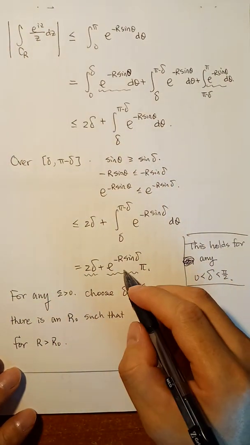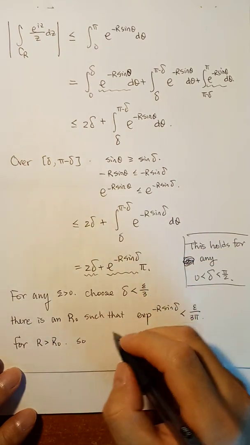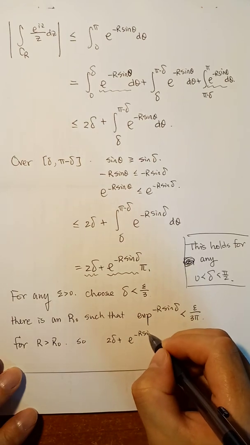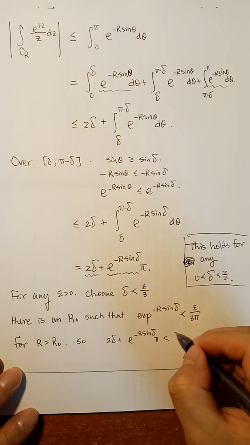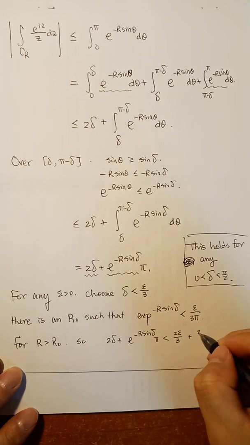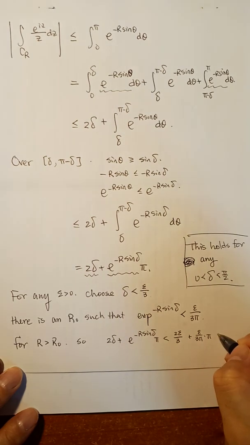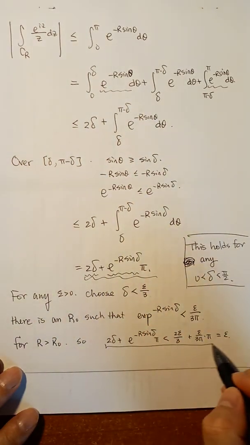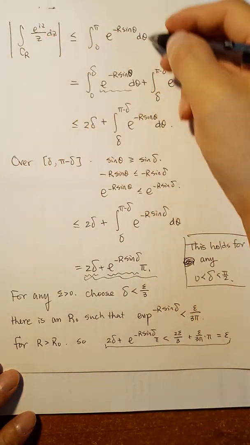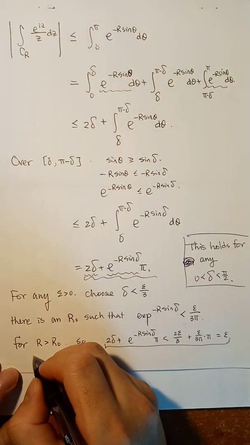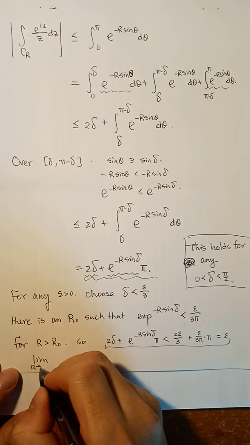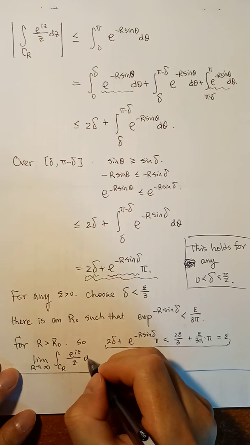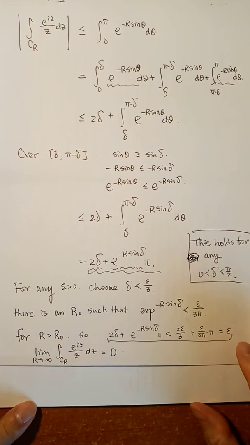So what? You have 2 delta plus e to the negative R sine delta times pi less than 2 epsilon over 3 plus epsilon over 3 pi times pi, which is equal to epsilon. Right? Then it gives us this limit equal to 0.